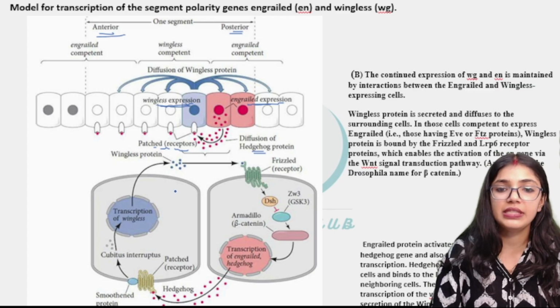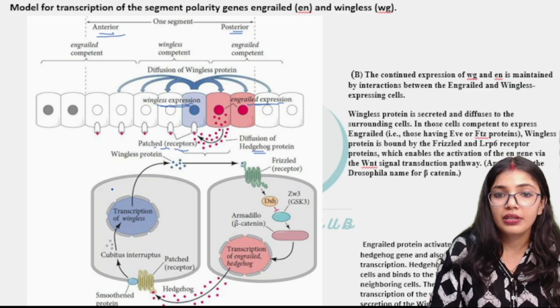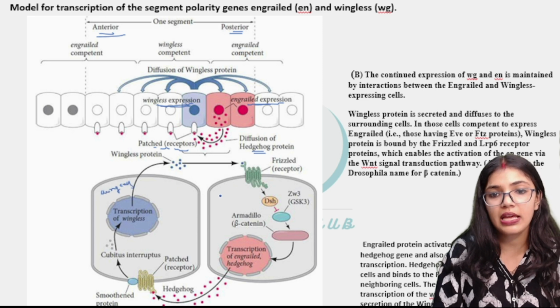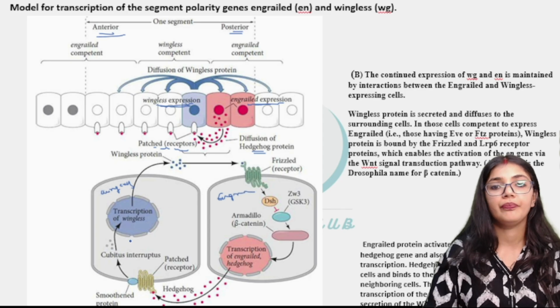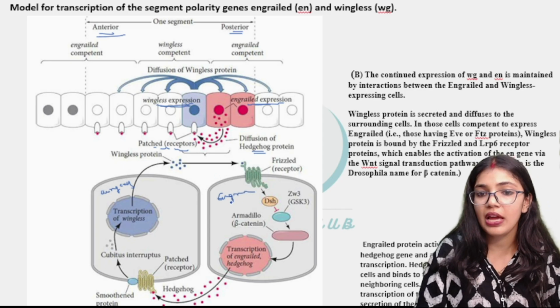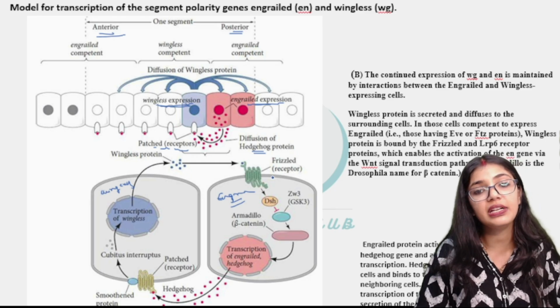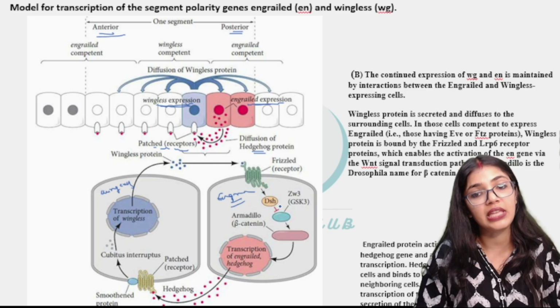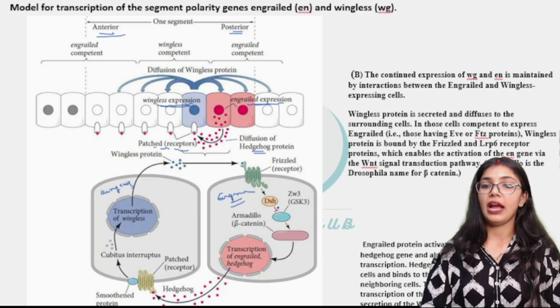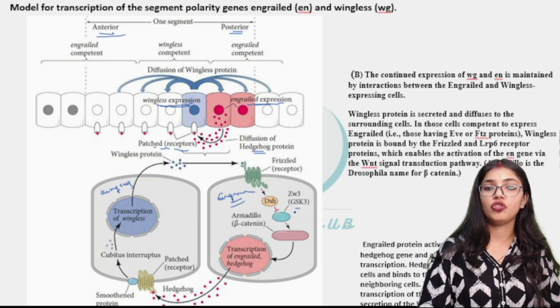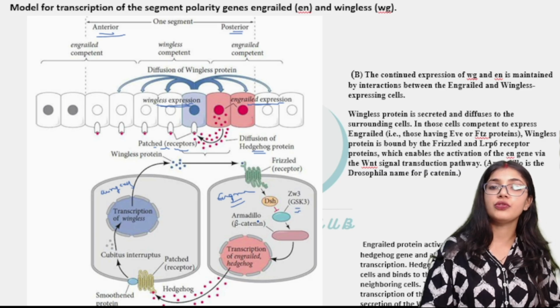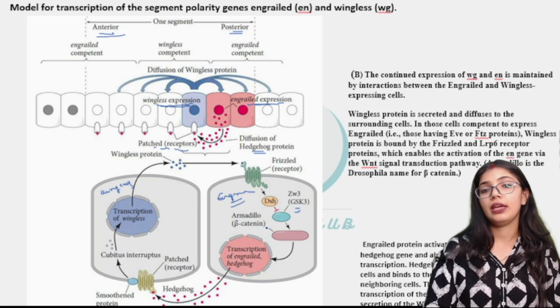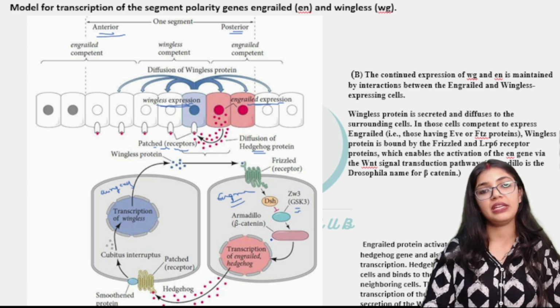Here is the wingless expression cell, and this is the engrailed expression cell. First we will see the engrailed expression cell. The wingless protein is received by the frizzled receptor present in the engrailed cell, and it activates DSH. This activated DSH will inhibit GSK3, which is also known as armadillo in Drosophila, a beta catenin.